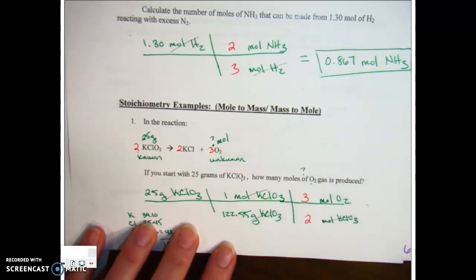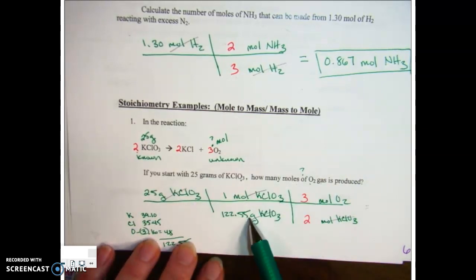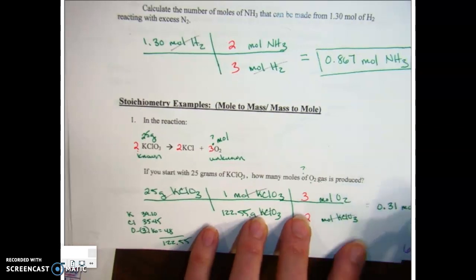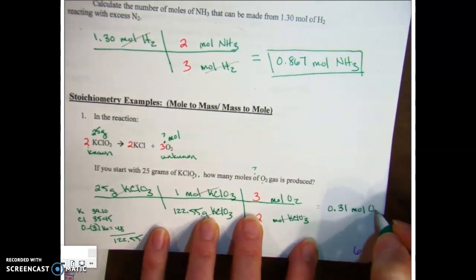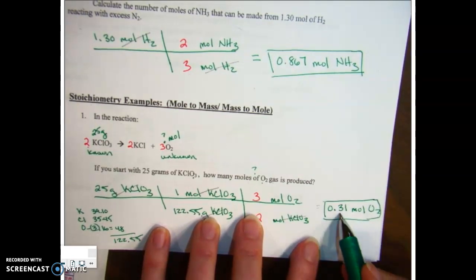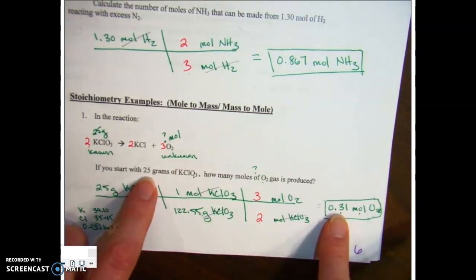So now you have to do the math. 25 times 3 divided by 122.55 divided by 2, and your final answer is 0.31 moles of O2. You can put it in a box. You need to have the number, the unit, and the substance. I have 2 sig figs because I started with 2 sig figs.